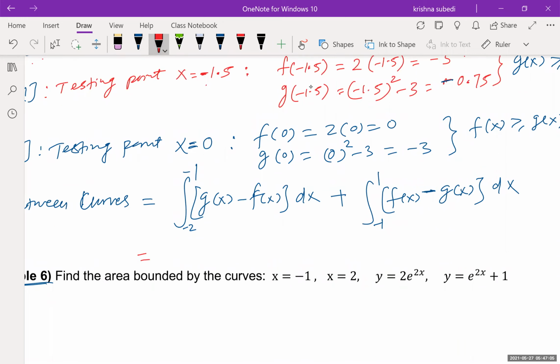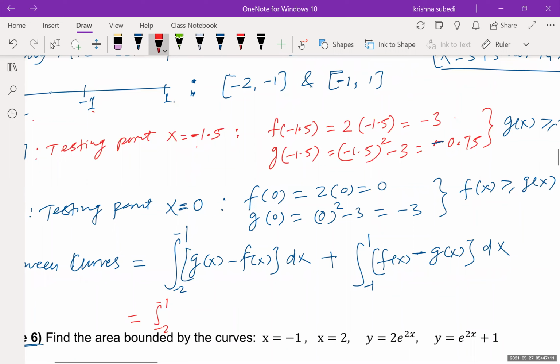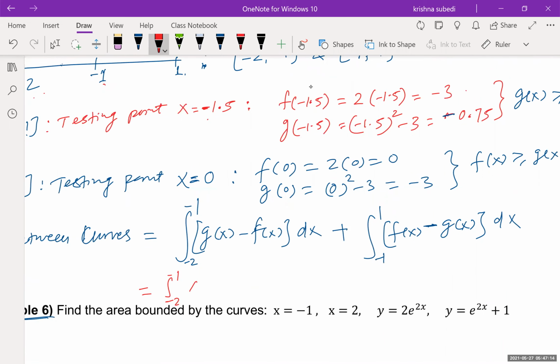So that means negative 2 to negative 1. What is the g function here? G is x squared minus 3, and minus 2x dx, plus negative 1 to 1. Your f is bigger, which is 2x minus x squared, and negative will be positive 3 dx. So now this is a piece of cake for you. You can evaluate the integral and substitute the limits, and then let me know what the answer is.